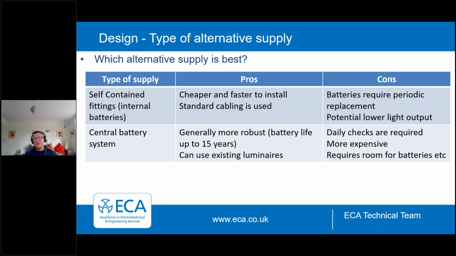But for central battery systems, it can be more onerous for the testing. It is a requirement that daily checks are required. They're certainly more expensive to install, and we also need to think about the rooms for our batteries. Now we need to have a dedicated room. We need to consider ventilation, potentially automatic systems to test them, etc.